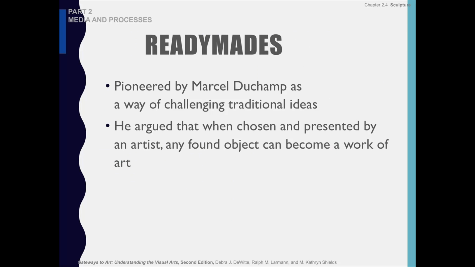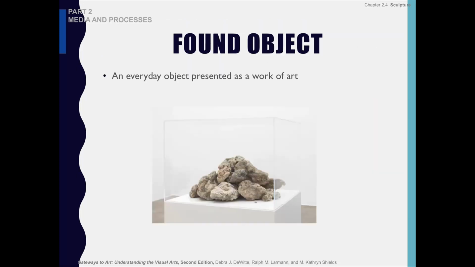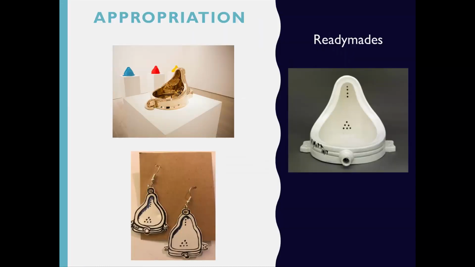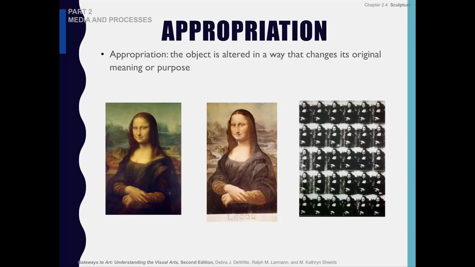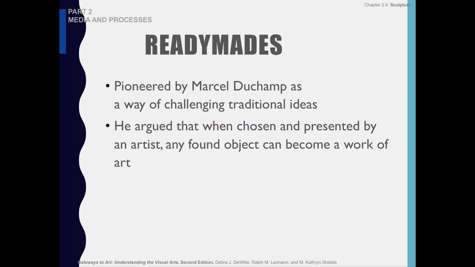Ready-mades basically say that any found object can become a work of art. Let me show you an example of this. So I'm going to go back up, but this is considered a ready-made, or you could also call it a found object. The artist literally found the urinal in an alleyway and submitted it to an art exhibition and called it art. And then we have the whole question of what is art and what isn't. So let's not jump into that. That's something we'll look at in part 3 a little bit in depth, but just know that with ready-mades.